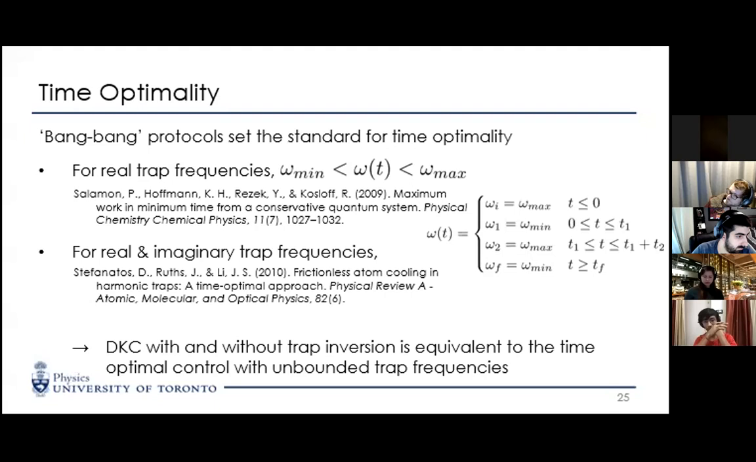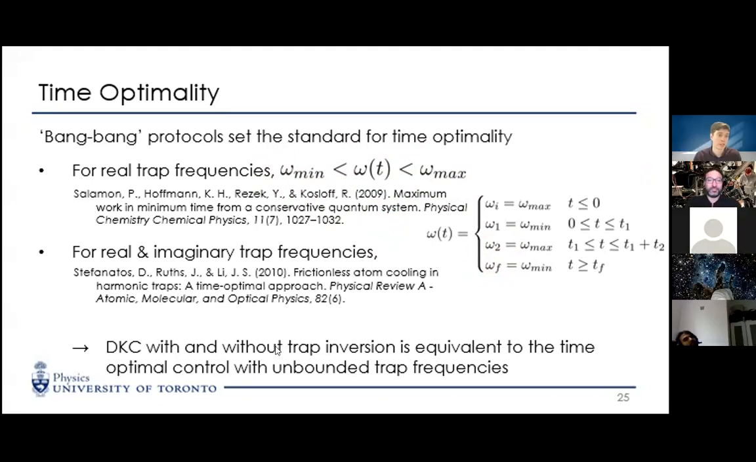Now, in our work, we show this a bit more rigorously. We actually calculate these times, but you might have some intuition that if I allow, for instance, in the real trap frequency case, the minimum trap frequency to go to 0 and the maximum trap frequency to go to infinity, well, in that case, I can do a Deltakick, an instantaneous Deltakick. And so it's in that sense that Deltakick cooling, with and without trap frequency, is equivalent to the time optimal bang-bang protocol that is unbounded in trap frequencies. In other words, with instantaneous kicks, Deltakick cooling is equivalent to the time optimal protocol.